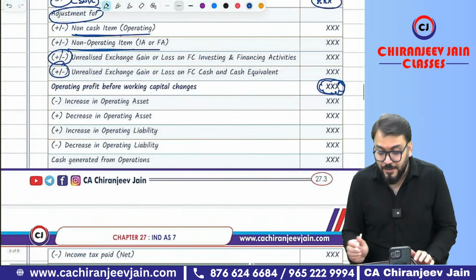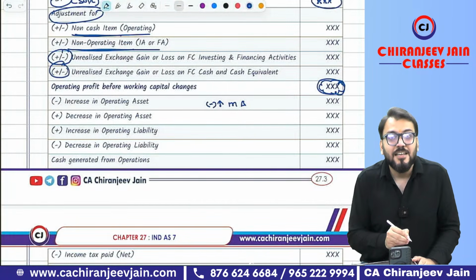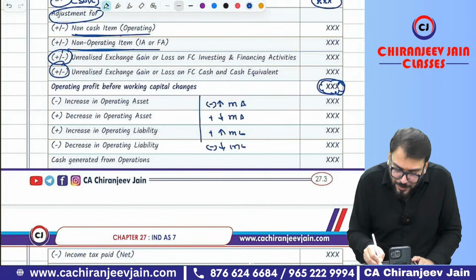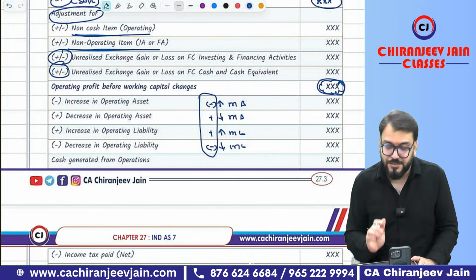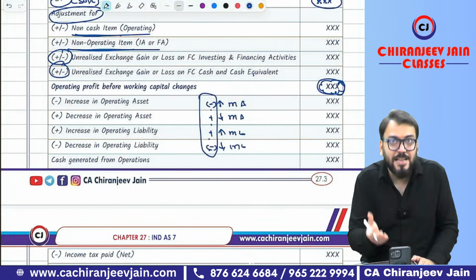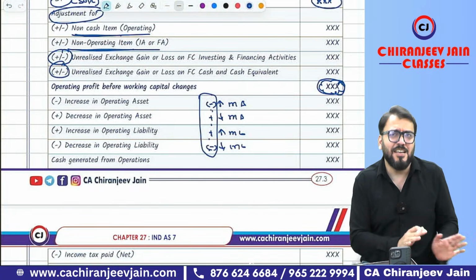Operating assets and liabilities means any increase in asset will be added. No, will be deducted. Any increase in asset is deducted. Any decrease in asset will be added. Any increase in liability will be added. Any decrease in liability will be deducted. I hope everyone knows about this. Anyone who doesn't know, I don't want to explain this. Minus plus plus minus. I hope you all know, because at CA Inter level you have done it.